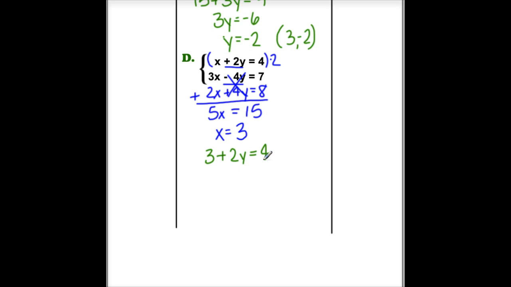Subtract 3 from both sides, you get 2y equal to 1. Divide by 2, you get y equals 1/2. We get our solution of 3, 1/2. And we need to check this into the other equation. 3 times 3 is 9. 4 times 1/2 is 2. 9 minus 2 is 7.